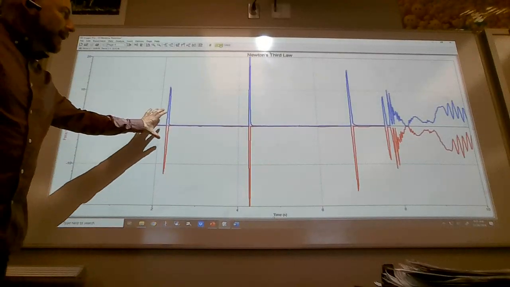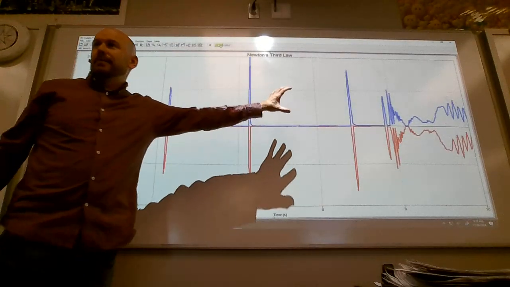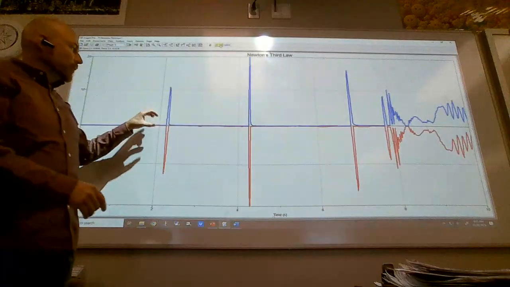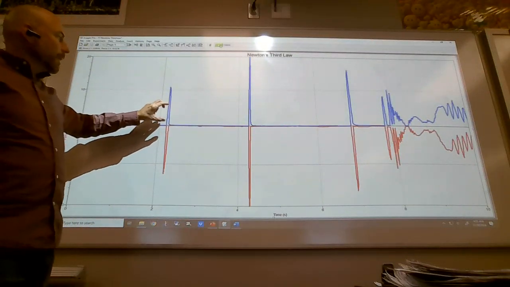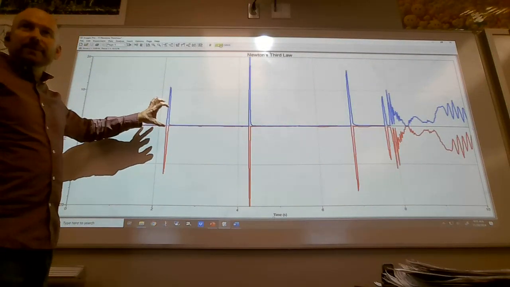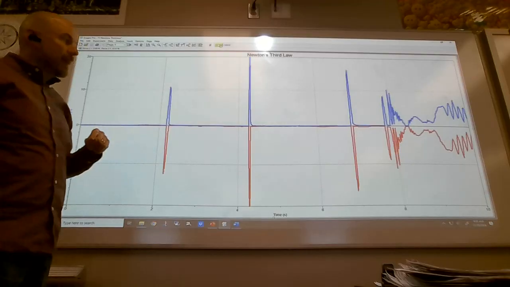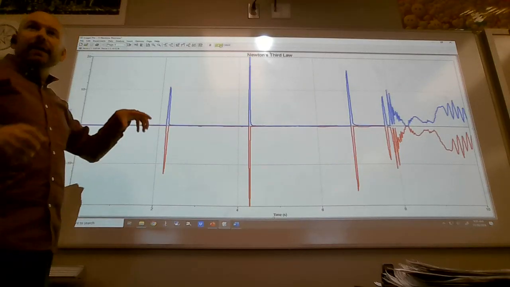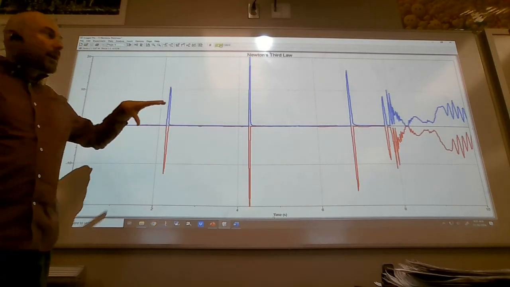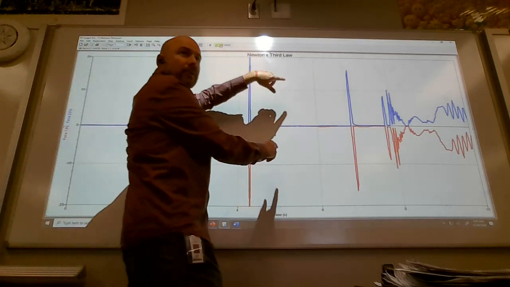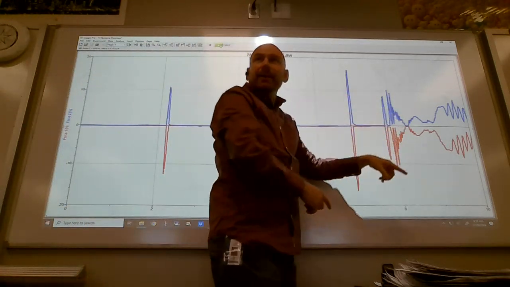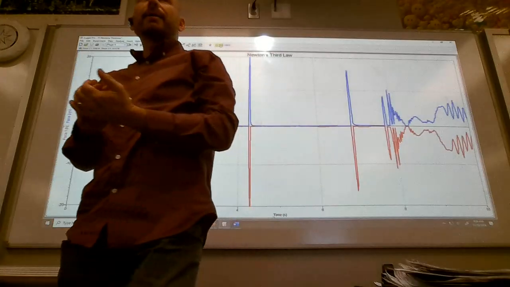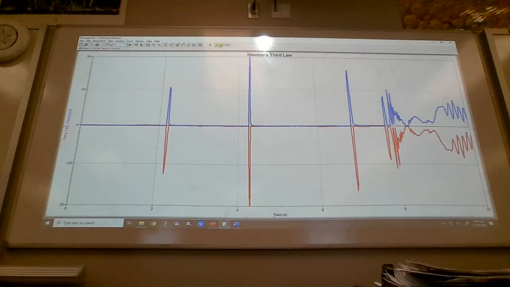Okay. In each collision, both the Mack truck and the Volkswagen Bug experience the same force for the same amount of time. Okay. In the interactions, they might have had different amounts of force depending on the scenario, but both objects will always experience the same force for the same amount of time, always.